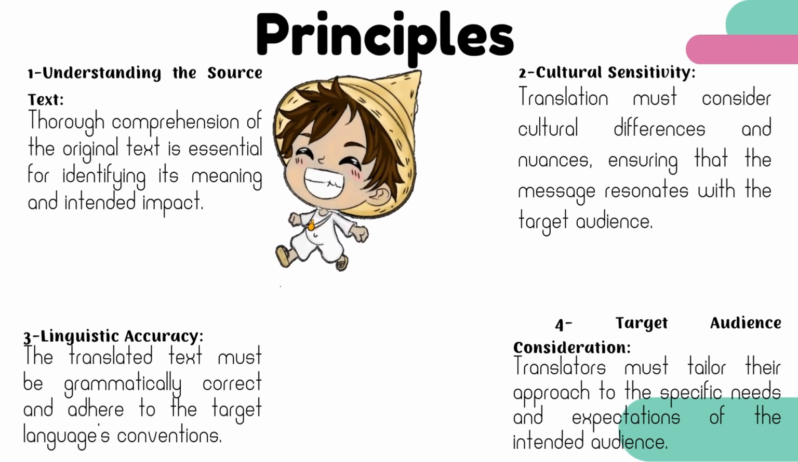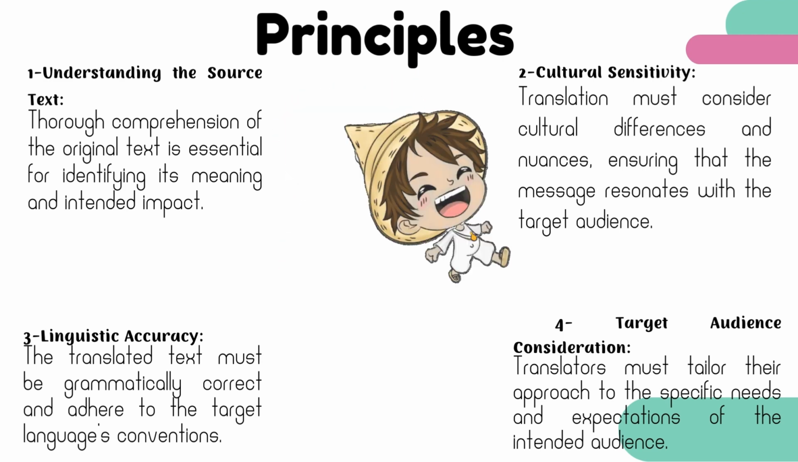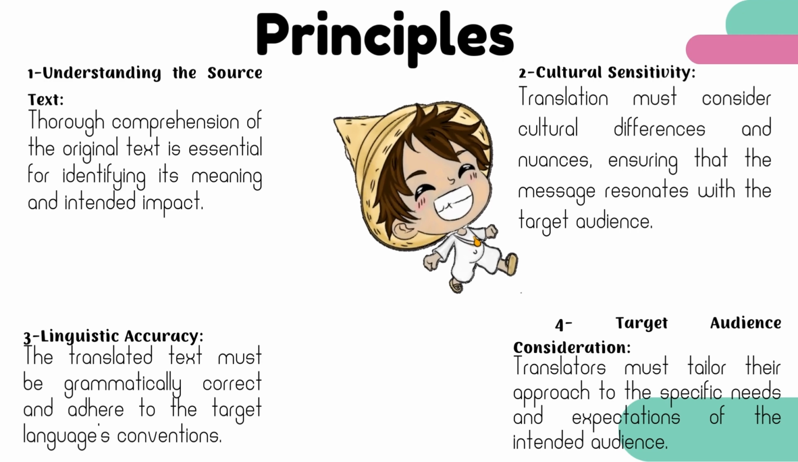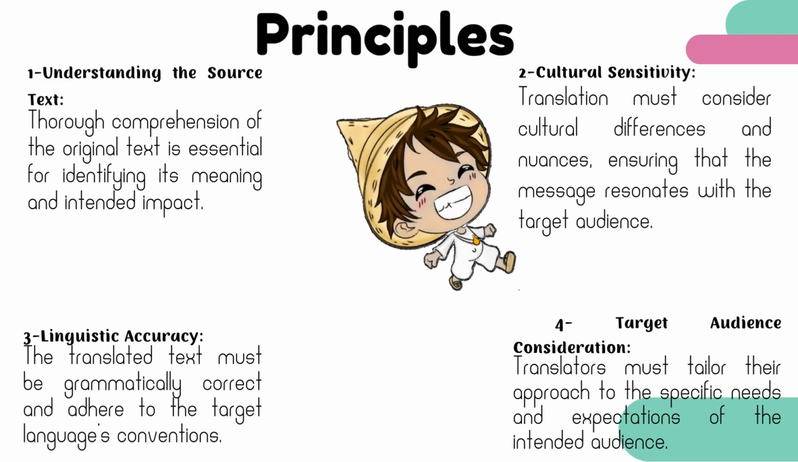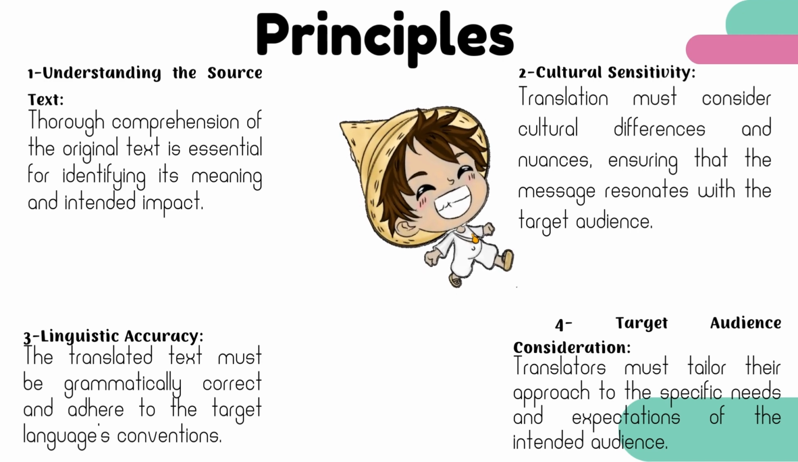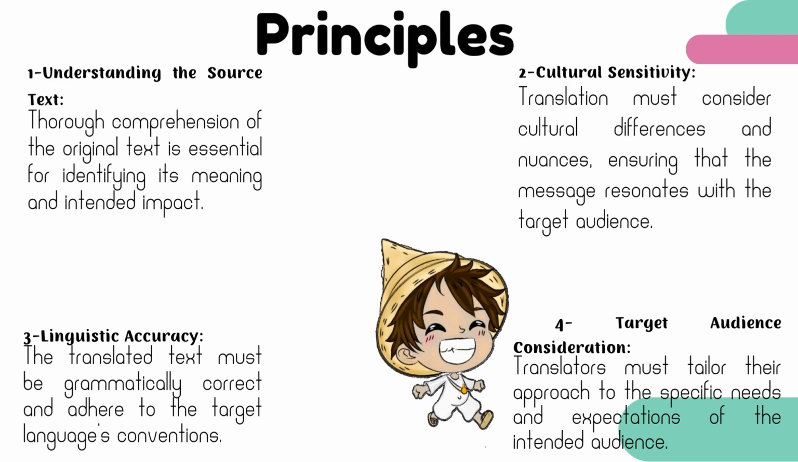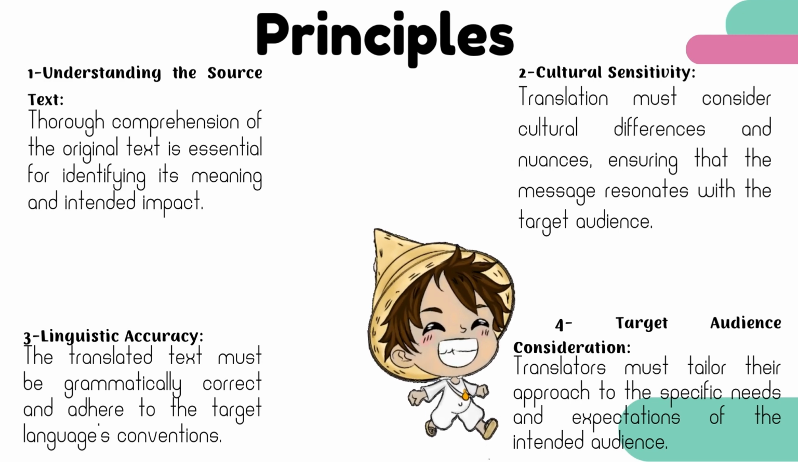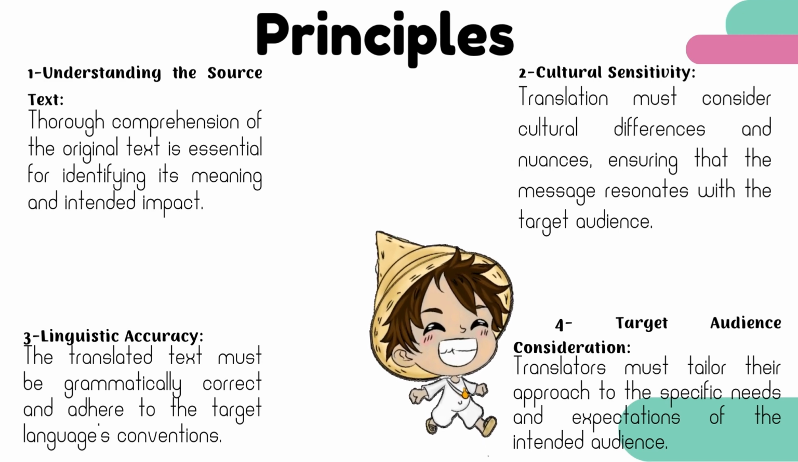Principles. 1. Understanding the source text. Thorough comprehension of the original text is essential for identifying its meaning and intended impact. 2. Cultural sensitivity. Translation must consider cultural differences and nuances, ensuring that the message resonates with the target audience. 3. Linguistic accuracy. The translated text must be grammatically correct and adhere to the target language's conventions. 4. Target audience consideration. Translators must tailor their approach to the specific needs and expectations of the intended audience.